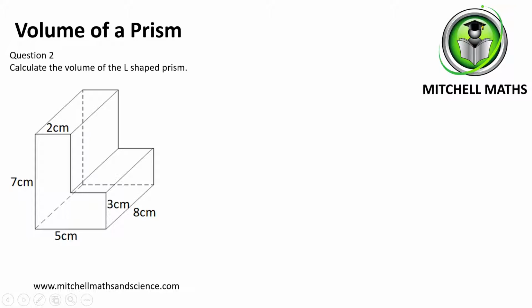Right, the next one is calculate the volume of the L-shaped prism. So this one's a little bit more tricky because it's a bit harder to calculate the surface area of the face. What I'd do with an L-shaped prism is I'd split this L into 2 rectangles because we know how to calculate the surface area of a rectangle. It's just width times length.